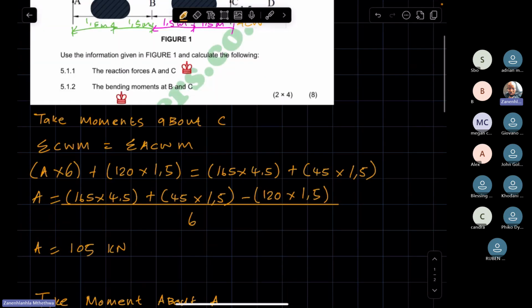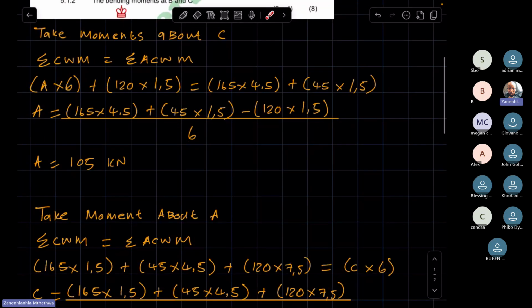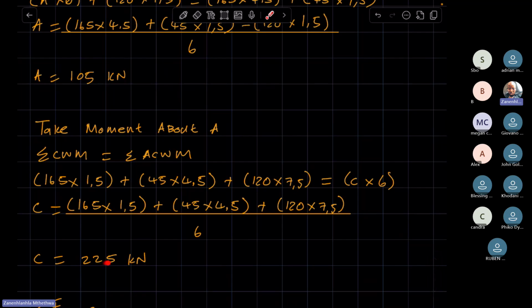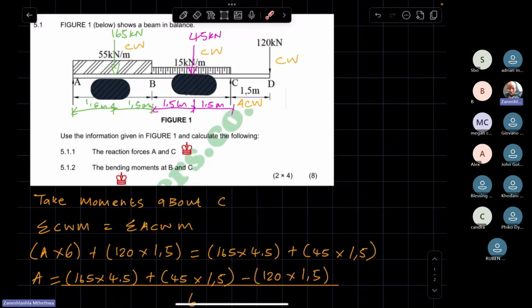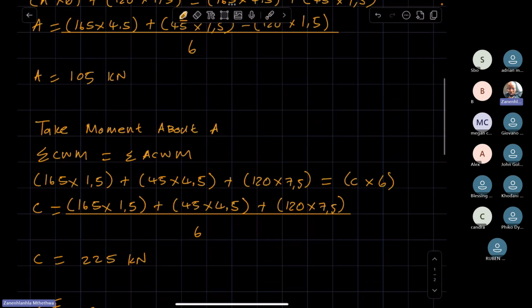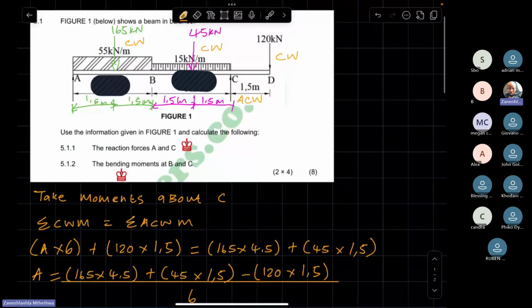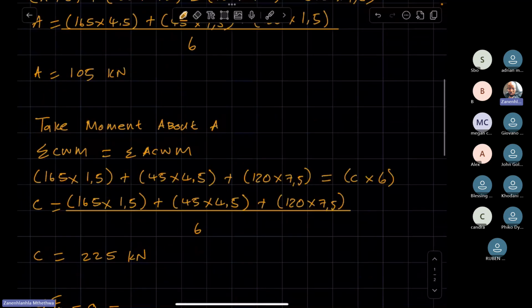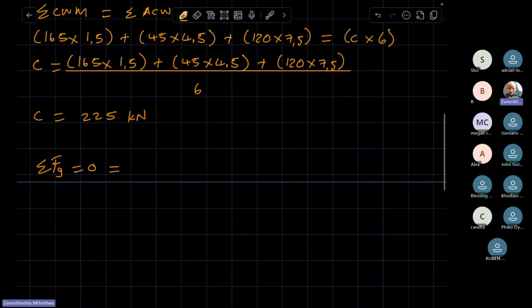Now, when you calculate reactions, in this case, they are both pointing upwards. So the fact that our answers were both positive means that the assumption that our reactions are pointing upwards is correct. So A and C are both pointing upwards. All the other point loads are pointing downwards. So down we take as being negative and up we take as being positive.